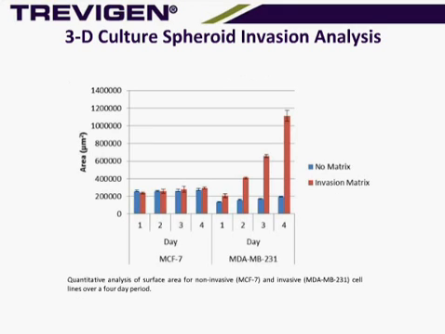Here we see MCF7, no difference between no matrix and invasion matrix, no invasion. With the MDA MB231s, we see a subtle increase in the size of the spheroid for no matrix, whereas with the invasion matrix, we see a very robust increase in size.